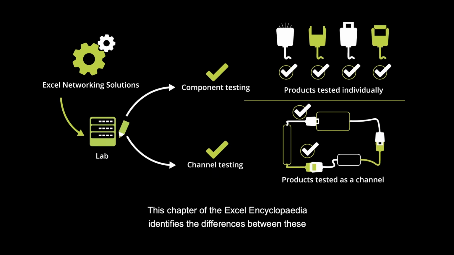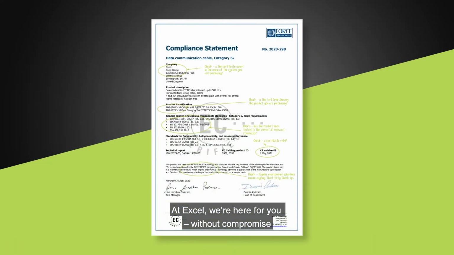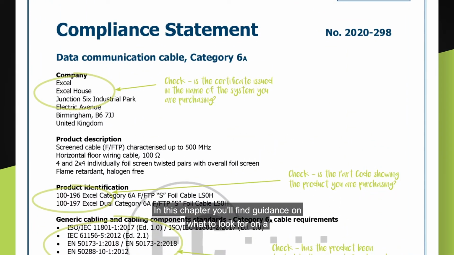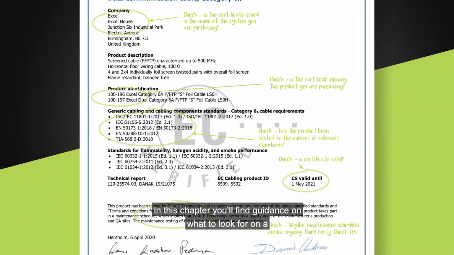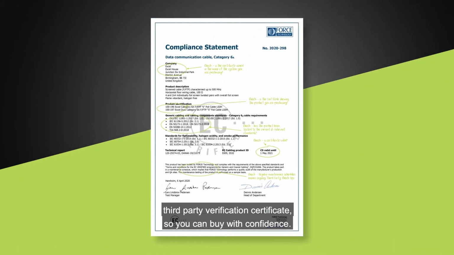We have invested in both channel and component verification. This chapter of the Excel Encyclopedia identifies the differences between these certifications, so you can rest assured that your Excel systems are subject to the ultimate performance tests. At Excel, we're here for you, without compromise. In this chapter, you'll find guidance on what to look for on a third-party verification certificate so you can buy with confidence.